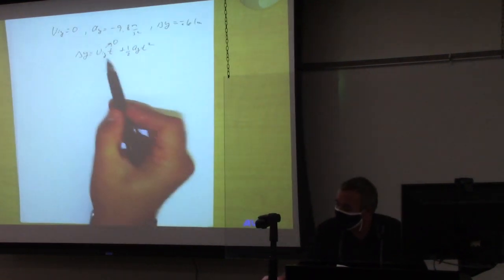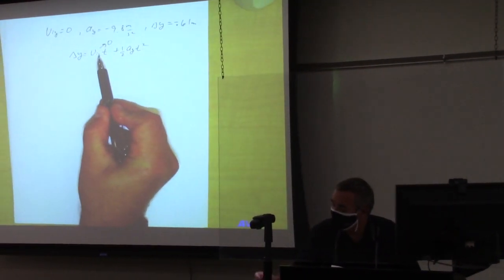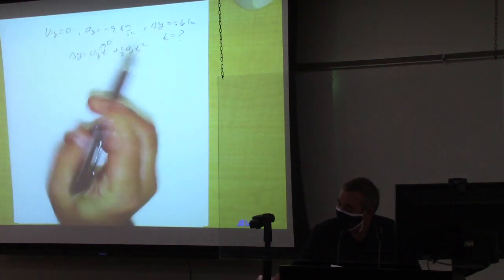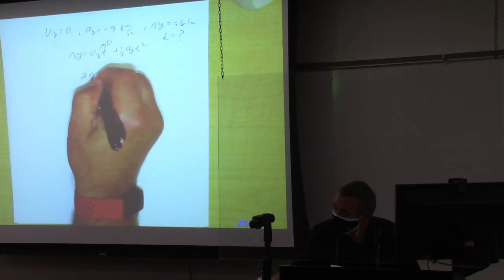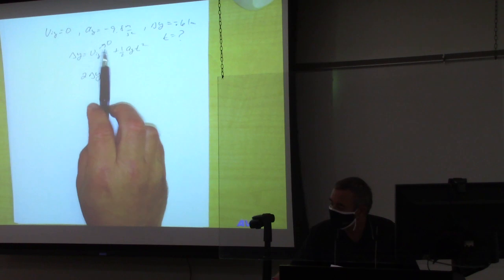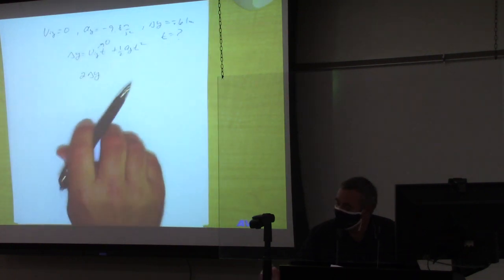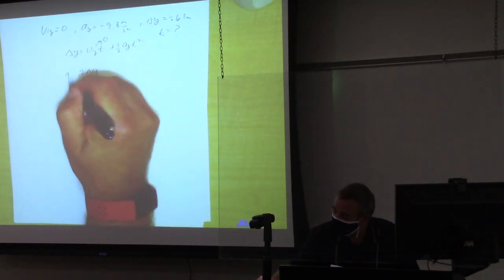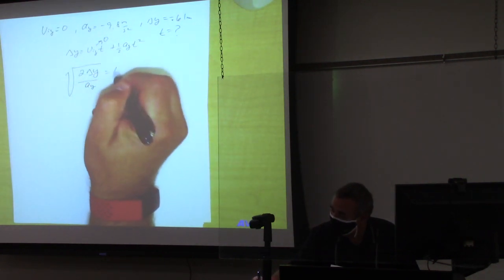Okay, so that's 0. I'm trying to figure out the time. Multiply both sides by 2. Divide by the acceleration in the y. Take the square root of that. That'll give me the time.